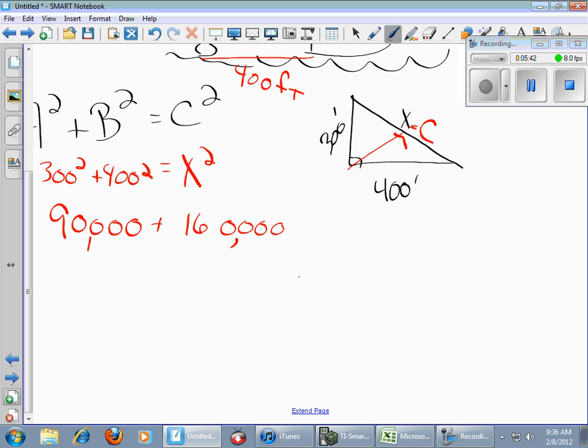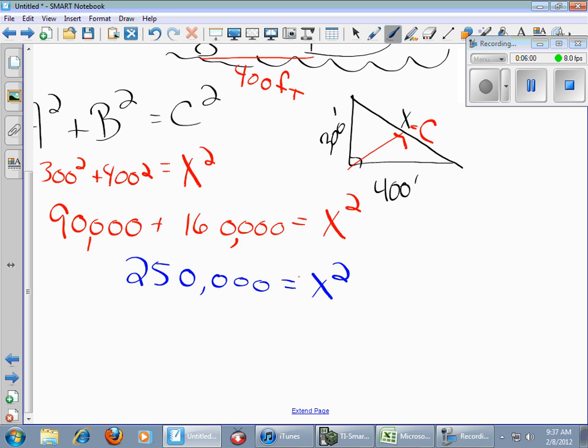And x squared. All right, now I have to add them together, and I bet you Morgan can tell us that if I add 90,000 to 160,000, well, let's see, 9 plus 16 would be 25, and then I'll have all the same zeros.